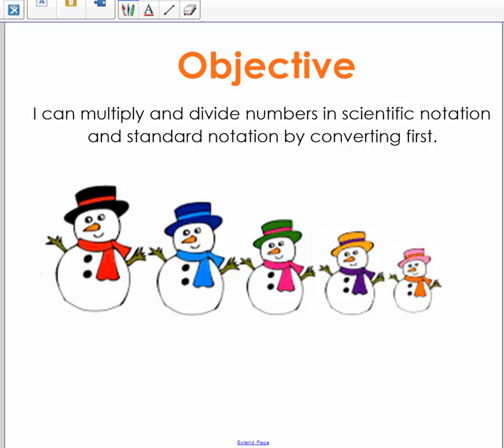So this lesson is a continuation of what we did yesterday, but if you notice, we're still going to be multiplying and dividing numbers in scientific notation, but now we also have standard notation in the mix, so we're going to have to do some converting before we actually multiply or divide.